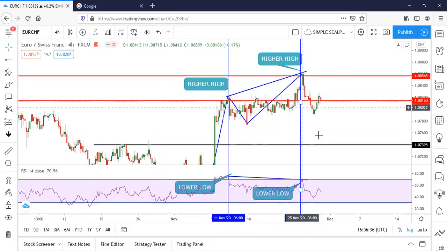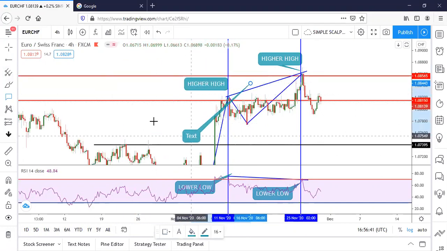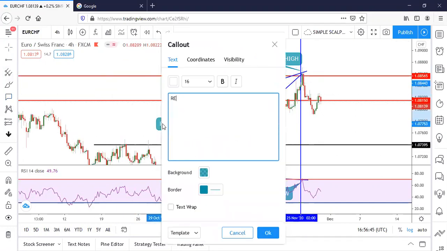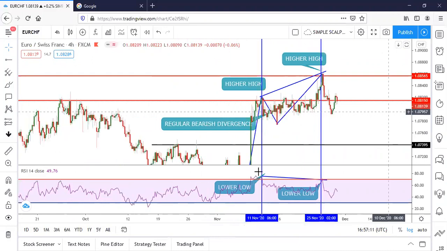But this is a regular, let me mark it out, regular bearish divergence. Regular bearish divergence. All right, so I hope this is clear to you guys.